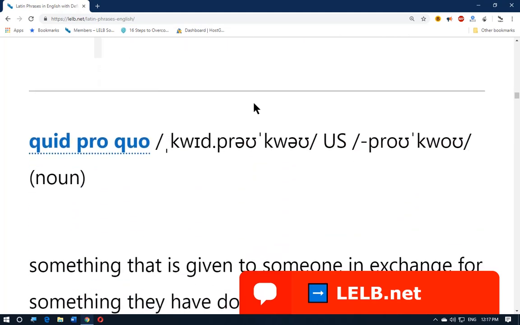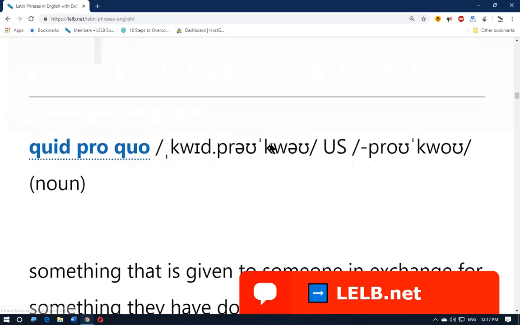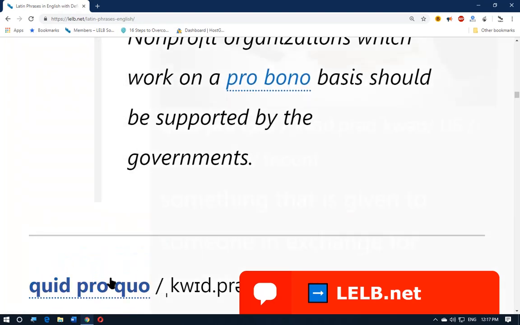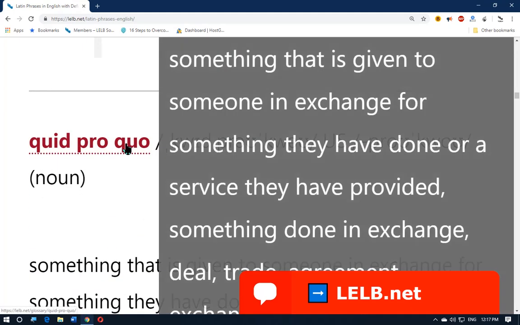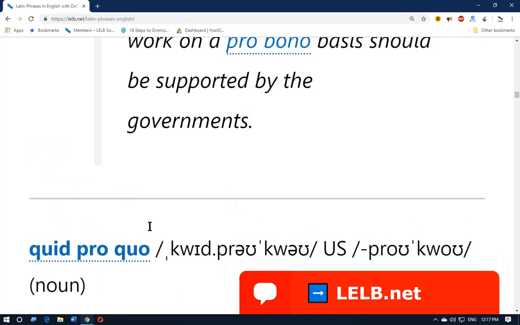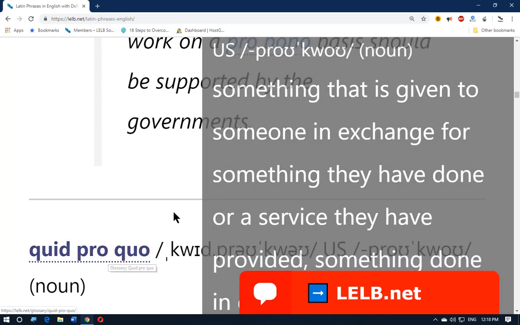And the next Latin phrase is quid pro quo. It means to do something, actually, in exchange for something else. So, something for something. Tit for tat. The photo is so large you could not see that, so let's stick to the text. So it means something that is given to someone in exchange for something they have done.